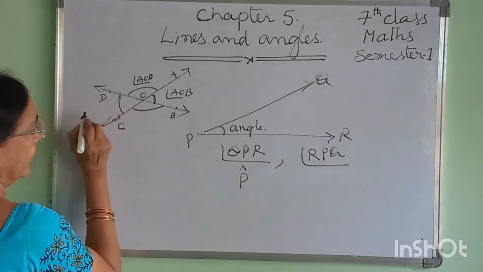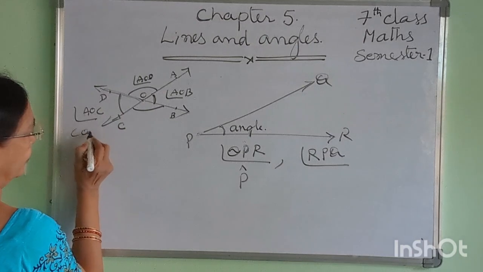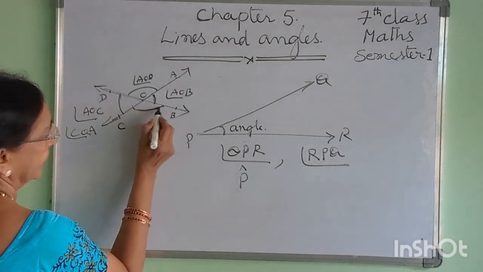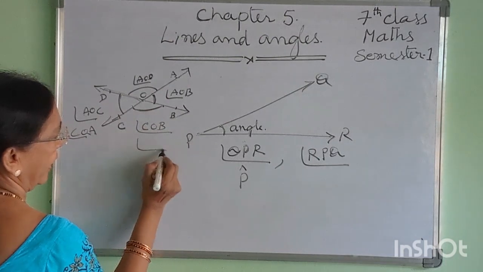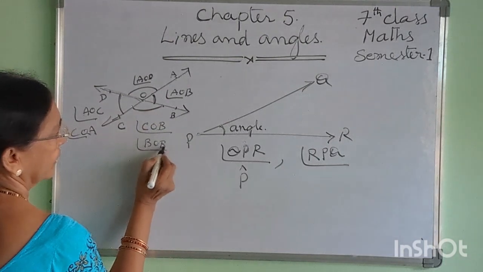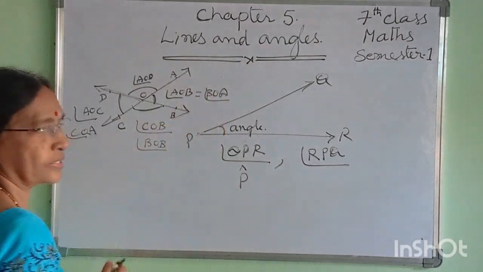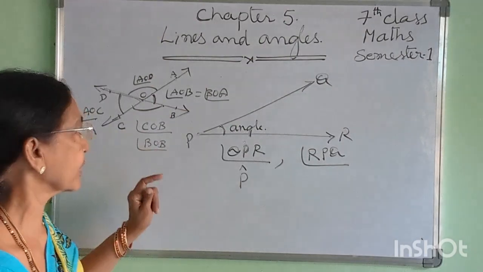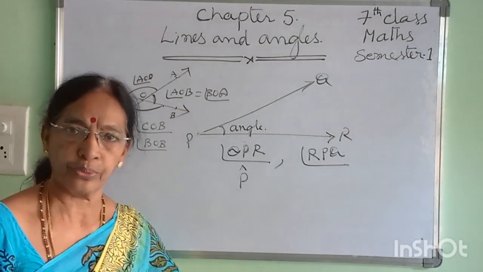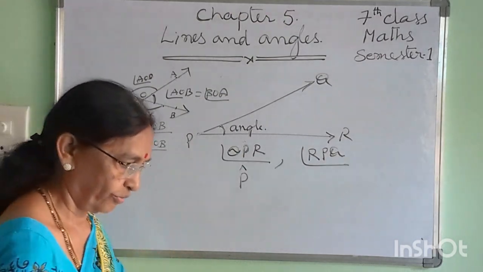Next, this angle is AOC or angle COA, both are the same. And this angle is angle COB or angle BOC. This is also equal to angle BOA. Thus, the angles are written and read like that. So, when two lines meet at a point, angles are formed.